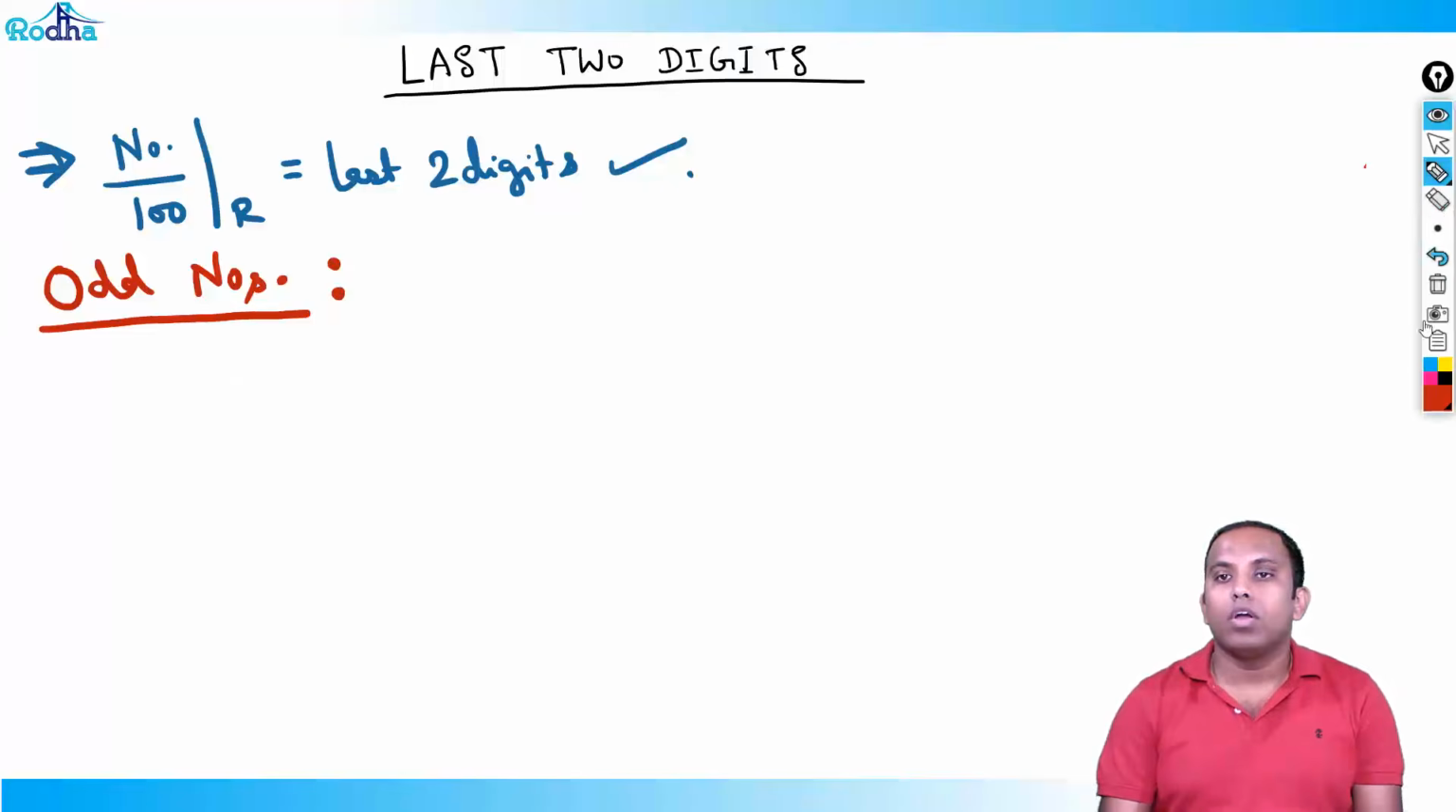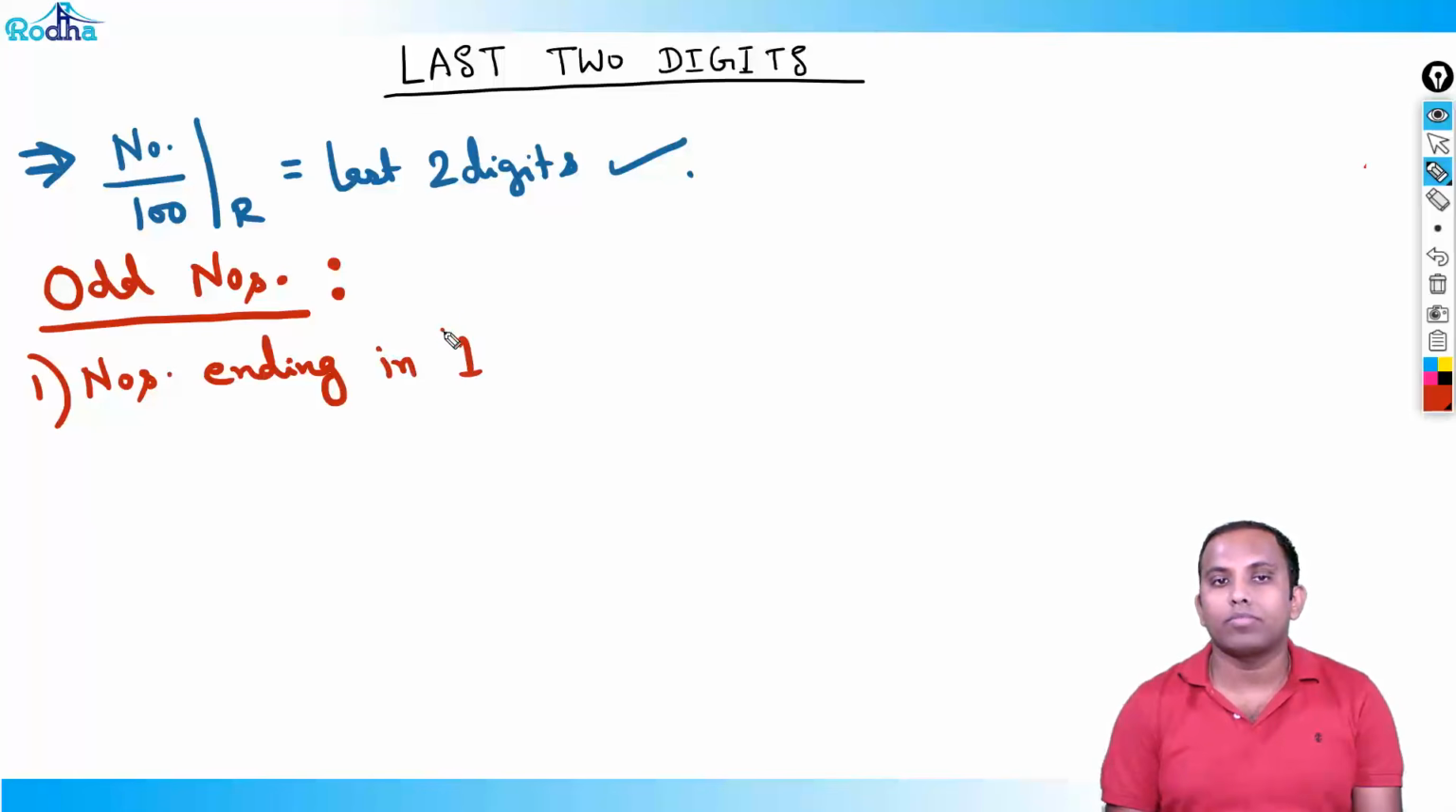Now first we'll see all the numbers ending in 1. So for all the numbers ending in 1, what is the way of doing it? See, if I'm calculating the last two digits of 31 raised to 68, it is ending in 1. What are the last two digits?